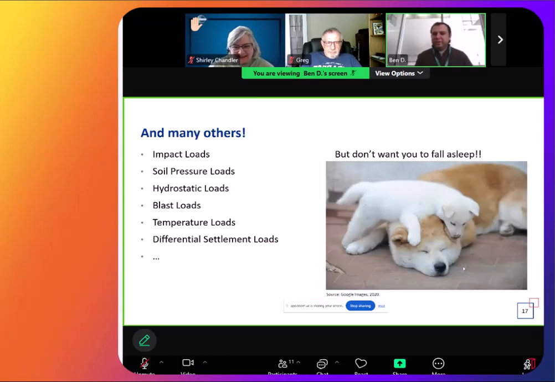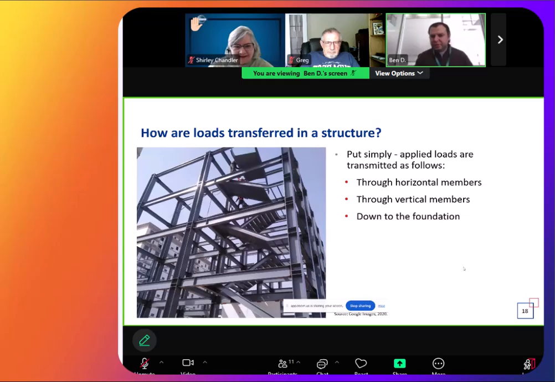And there's so many other types of loads. I don't have to go through all of them because I don't want to make you fall asleep. But again, as an engineer, you have to be aware of all of these and see which one applies to a particular structure. Now, loads are transferred in a structure, again, very much high level, through horizontal members, which are oftentimes called beams, vertical members, columns, all the way down to the foundation. Very simply put.